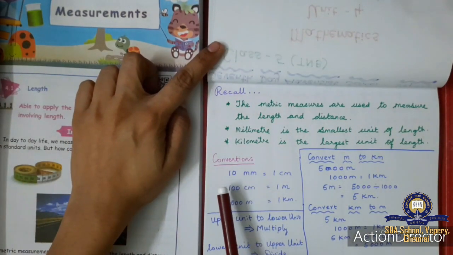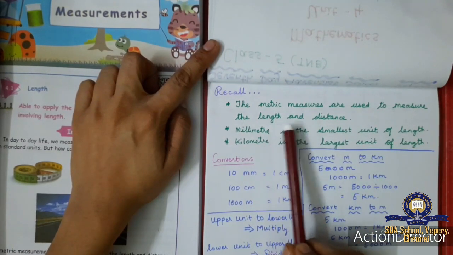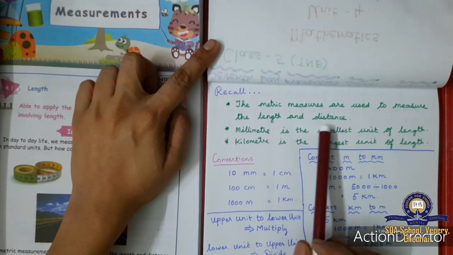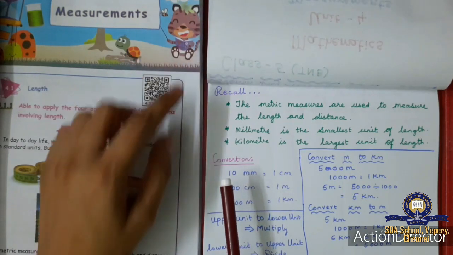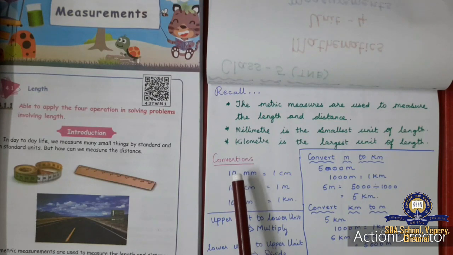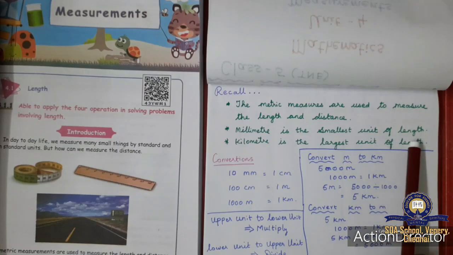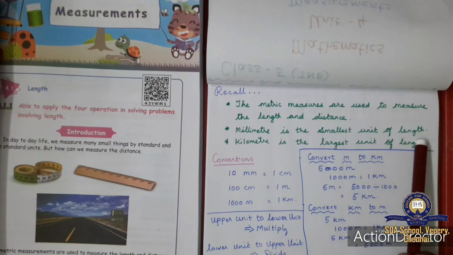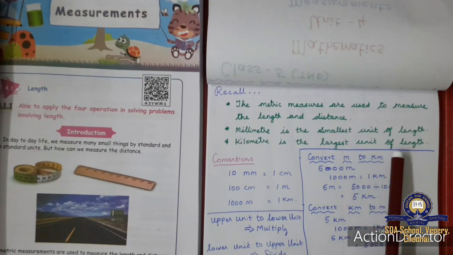So we studied about metric measures. The metric measures are used to measure length and distance. Millimeter, kilometer, meter, centimeter, everything is used to measure length and distance. Millimeter is the smallest unit of length, and kilometer is the largest unit of length.